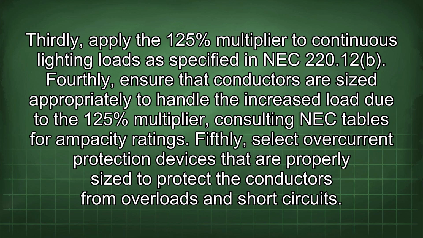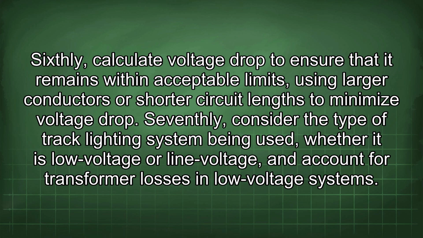Fourthly, ensure that conductors are sized appropriately to handle the increased load due to the 125% multiplier, consulting NEC tables for ampacity ratings. Fifthly, select overcurrent protection devices that are properly sized to protect the conductors from overloads and short circuits. Sixthly, calculate voltage drop to ensure that it remains within acceptable limits, using larger conductors or shorter circuit lengths to minimize voltage drop.